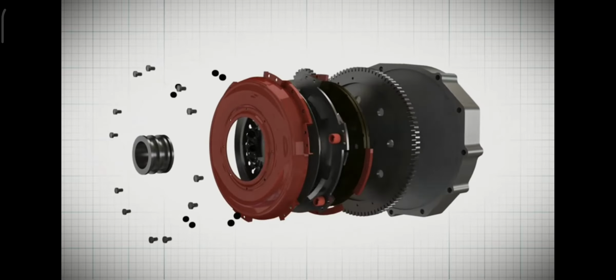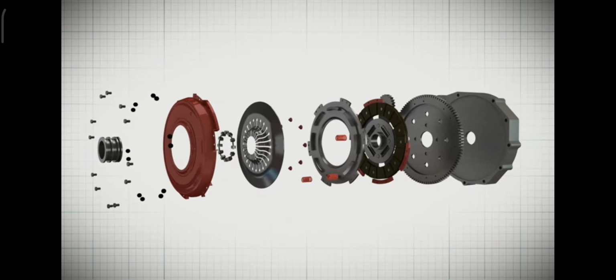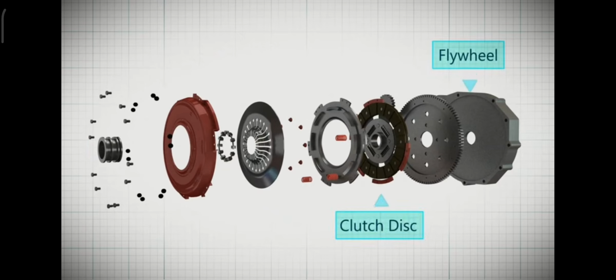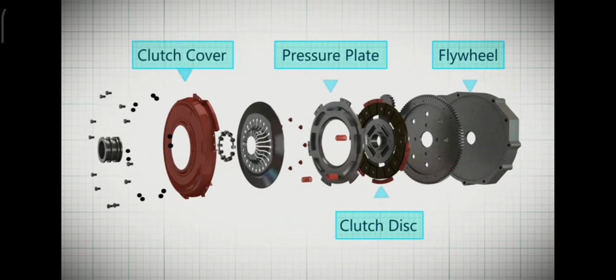Let us have a closer view of the clutch. It consists of the flywheel, clutch disc, pressure plate, clutch cover, and hub.